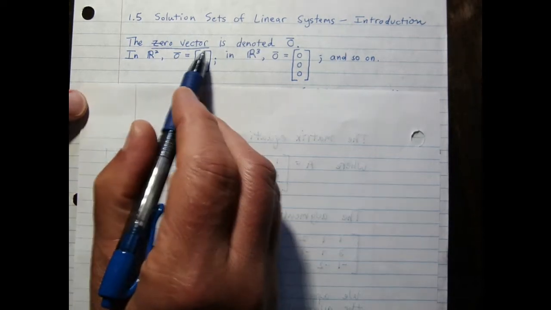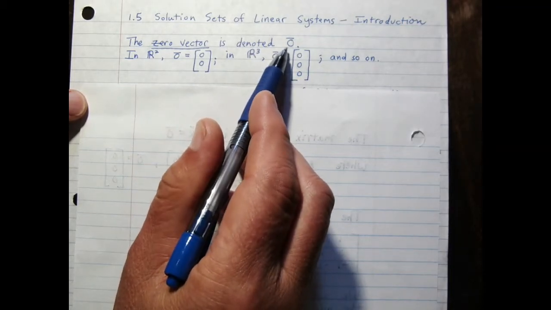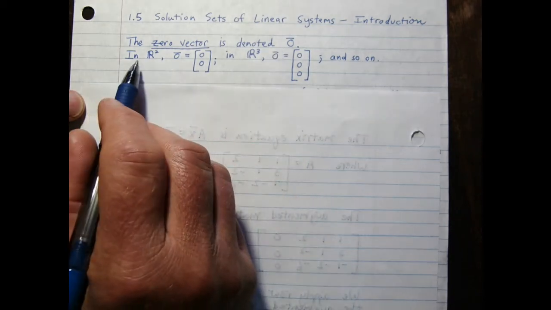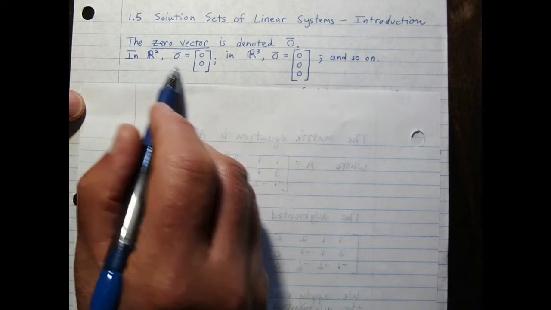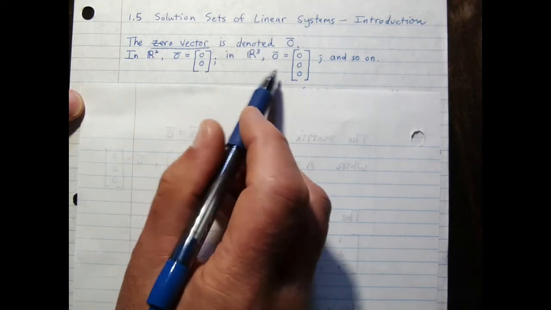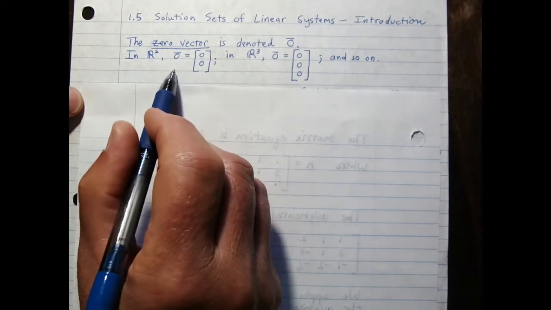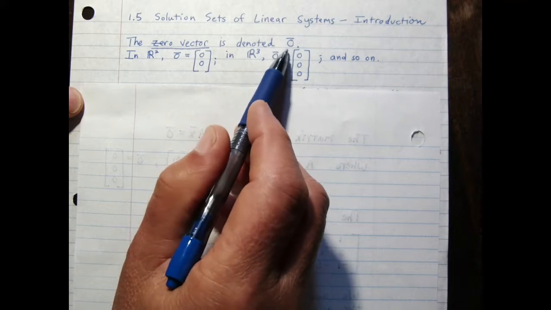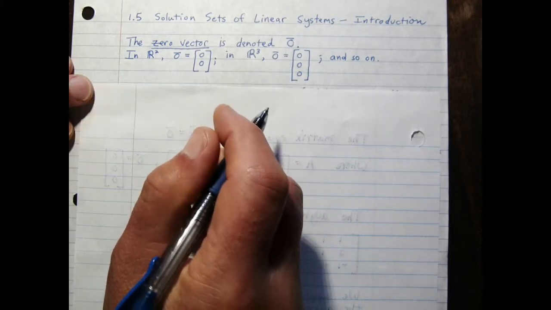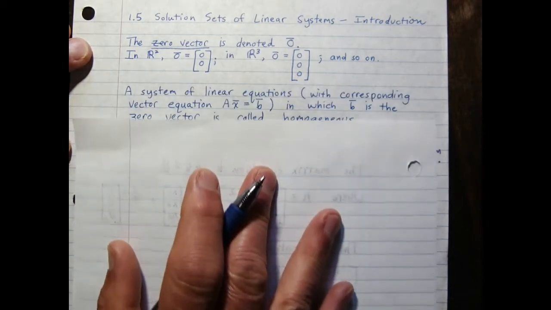The zero vector is denoted 0 with a line on top when I write by hand. This would be a boldface 0 in the textbook. In R2, the zero vector has two components, 0, 0. In R3, the zero vector is 0, 0, 0, and so on. So just be aware that when we use this zero vector notation, you need to know what dimension you're in. That should always be clear from the context of the problem.